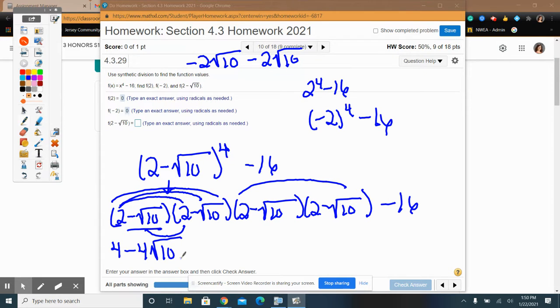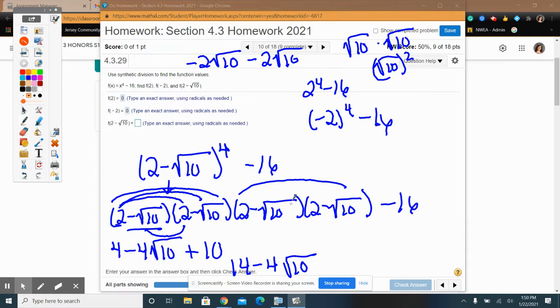Now I have a negative times a negative, which is a plus. Square root of 10 times the square root of 10 is the square root of 100, or the same thing as the square root of 10 squared, if you want to think of it that way, which is just 10. So when I double distributed that, I got 14 minus 4 root 10. Well, what would I get if I double distributed this? I'd get the same thing, 14 minus 4 square root of 10. So this is the same thing as that. And I still have to subtract 16 at the end.